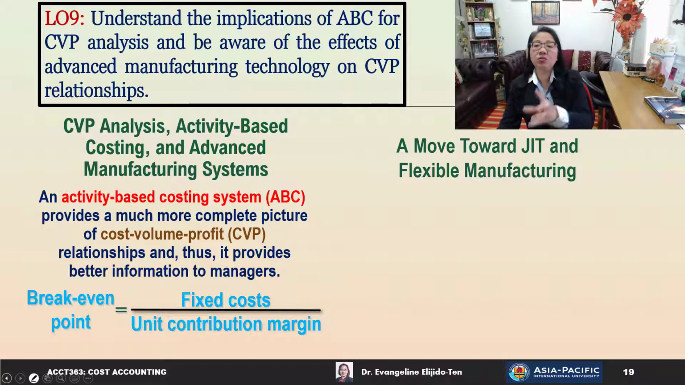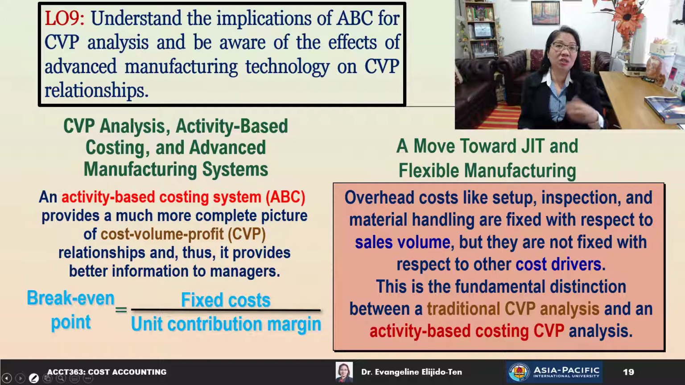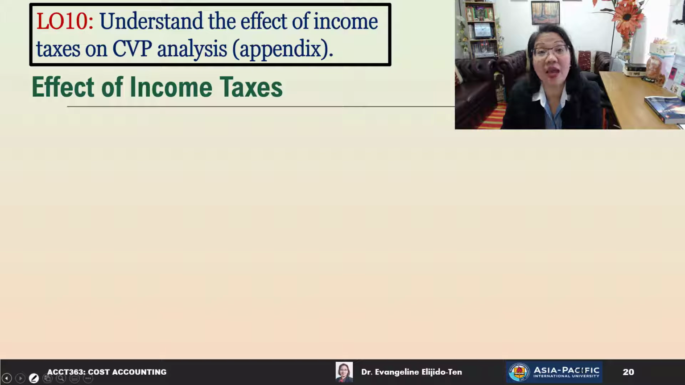A company that's moving towards just-in-time, JIT, and flexible manufacturing might have overhead costs like setup, inspection, material handling, and these are considered fixed costs with respect to sales volume, but they are not fixed with respect to other cost drivers. So this is a fundamental distinction between the traditional CVP analysis and an activity-based costing CVP analysis. We will have a tutorial question on this, so you will see the implication of the advanced manufacturing systems, or ABC, in cost volume profit analysis.